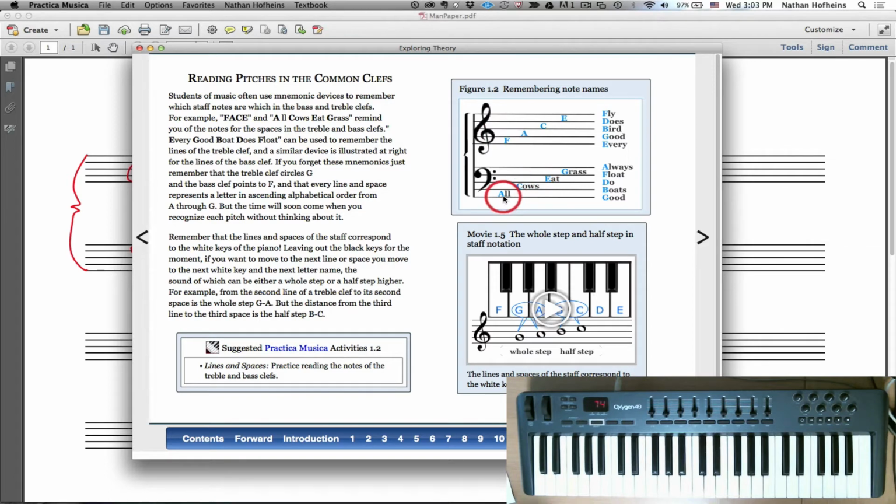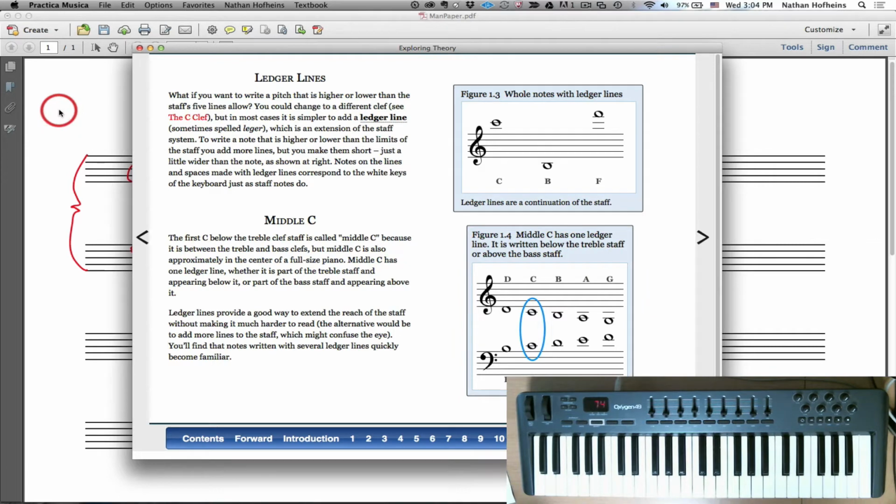The bass clef has the same kind of thing: the spaces are A-C-E-G, all cows eat grass, or all cars eat gas, or something like that. And good boats do float always is the lines, if you had notes on the lines. Good boys do fine always, or something like that. There is a Practica Musica activity that will test you and exercise your ability to read those notes and play them on the piano, how they correspond to the piano.